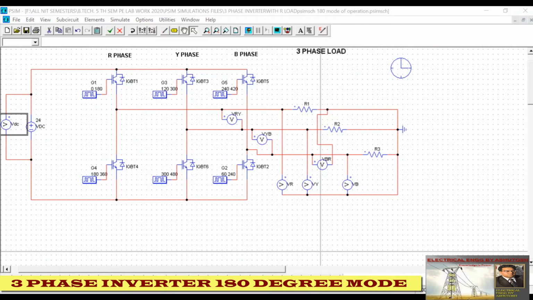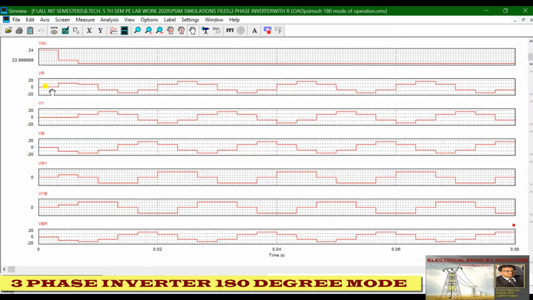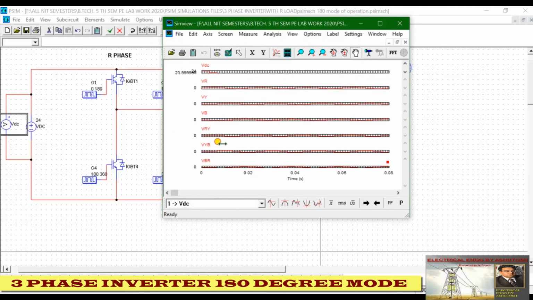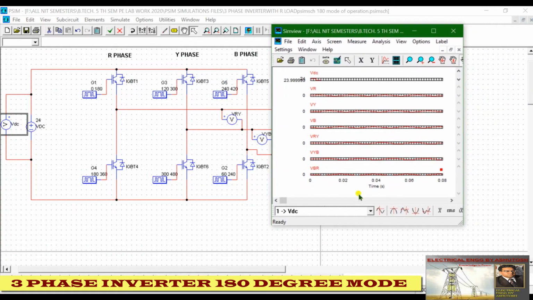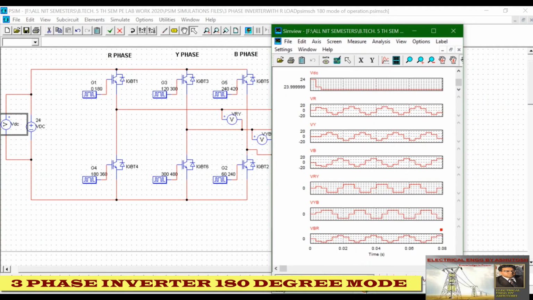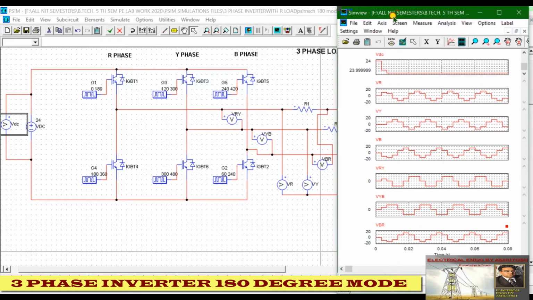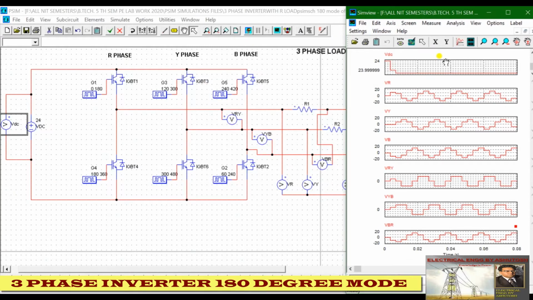First, see the waveforms. These are the waveforms we get from the output. These are the phase voltages VR, VY, VB, and these are the line voltages VRY, VYB, and VBR. When I put these waveforms beside this circuit, you can see them like this. These are the waveforms I get from the output, and these are square waves, you can see. So guys, let's explain.